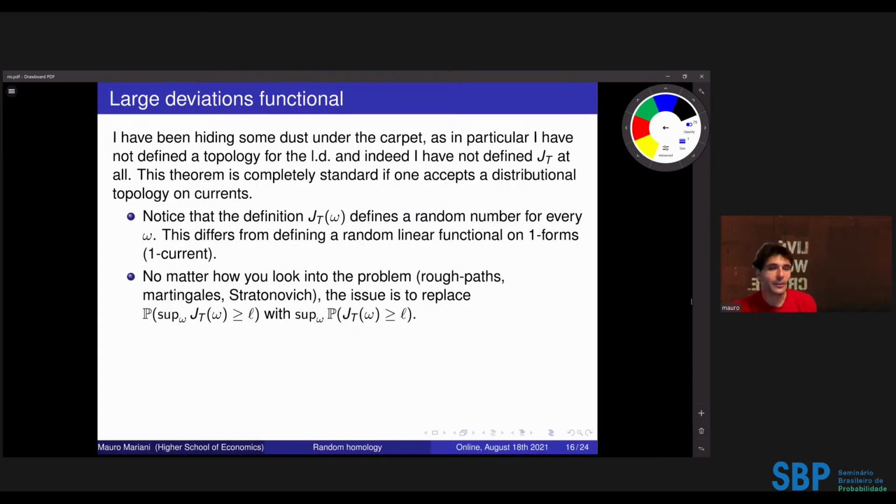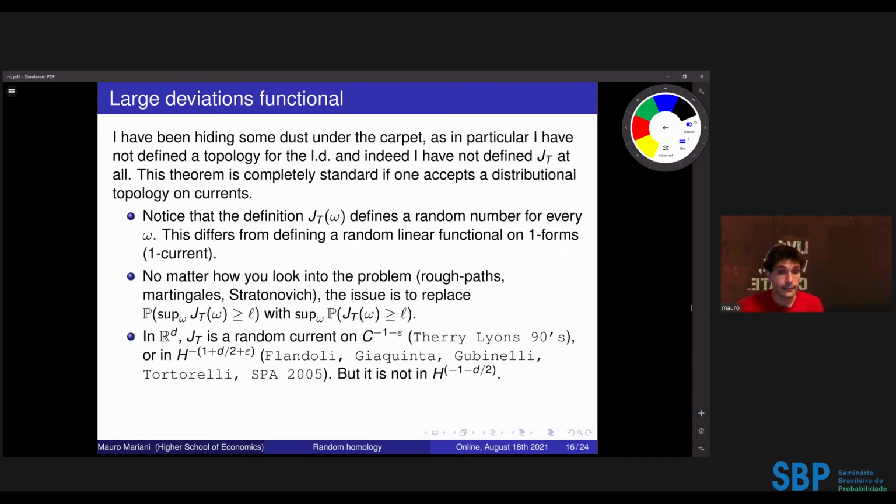If you want, you can look at it through rough paths, or consider Stratonovich versus martingales, whatever. But at the end of the day, there is a quantitative object. You want to estimate the probability that the norm is big. And what is easy to estimate is the supremum over omega bounded in some space, with norm at most 1 in the space you want to use. This is easy to do, and this is like having a current.